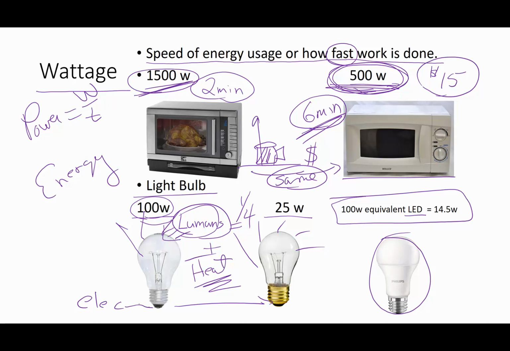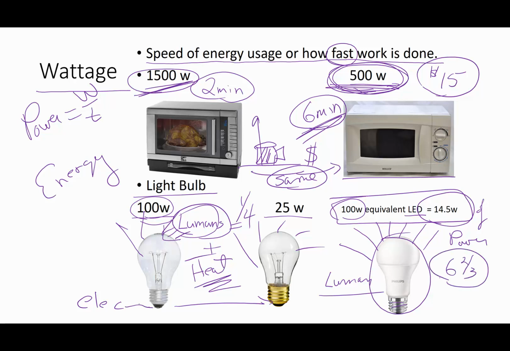So this light bulb actually has a 100-watt equivalent number of lumens, that is the amount of light it's going to produce, but it only takes 14.5 watts of power. What does that mean? That means about 6 2/3 of these light bulbs can be run for the same amount of time as one of those. That's pretty nifty. So when you think wattage combined with time, that equals money.